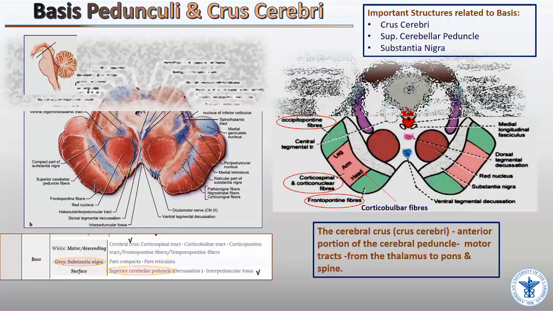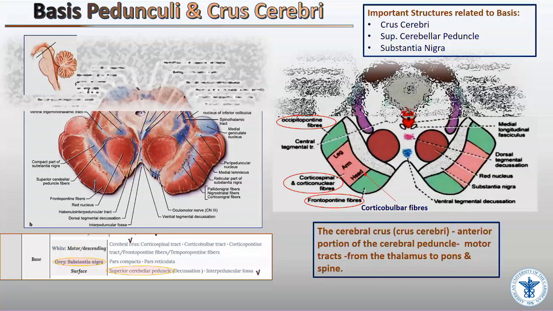And finally, we come to the basis pedunculi, or the crus cerebri. Now, this part is the anterior, or the ventralmost, part of the peduncle, and it consists mainly of corticospinal tract and corticobulbar tracts. Now, the corticobulbar tract is part of the corticospinal tract, which ends on the cranial nerve nuclei to subserve certain functions. We'll discuss that in the cranial nerves.